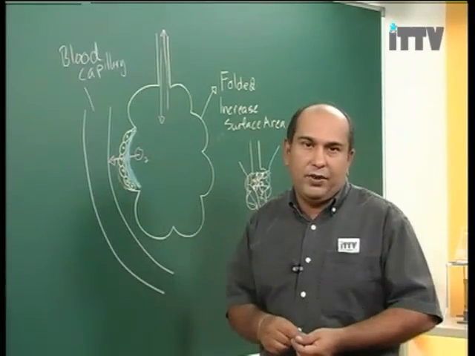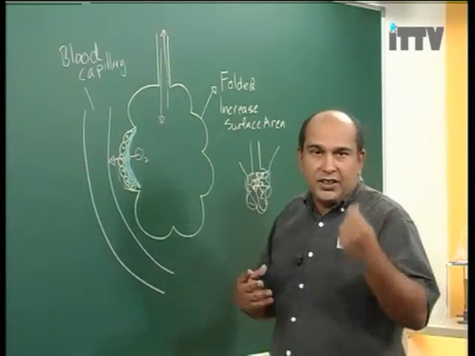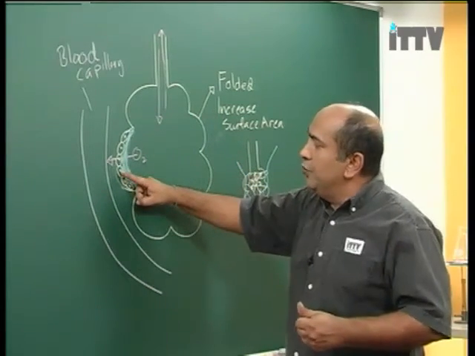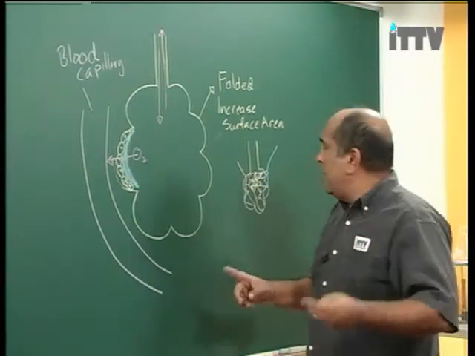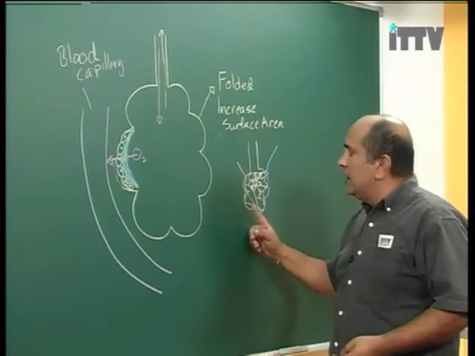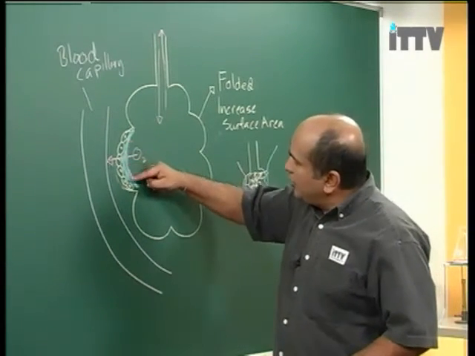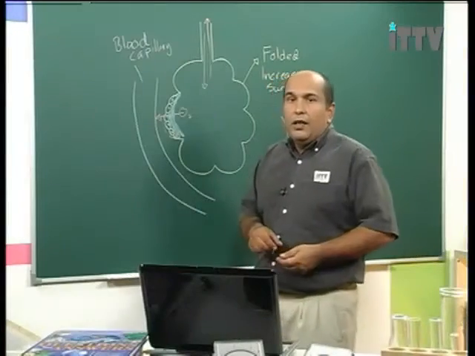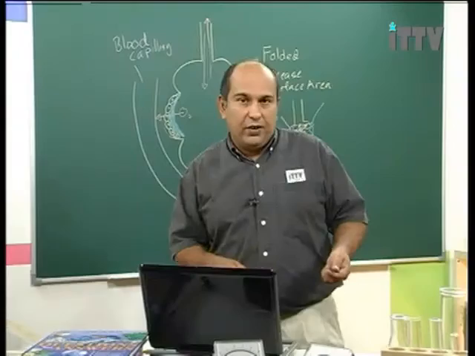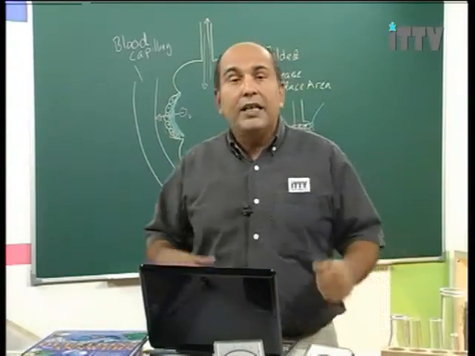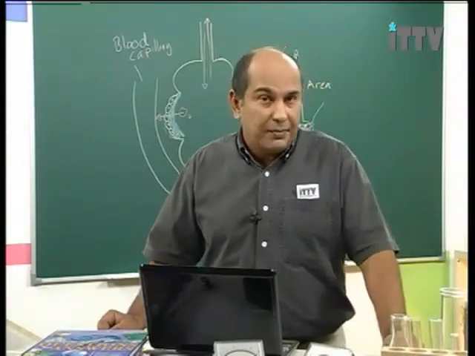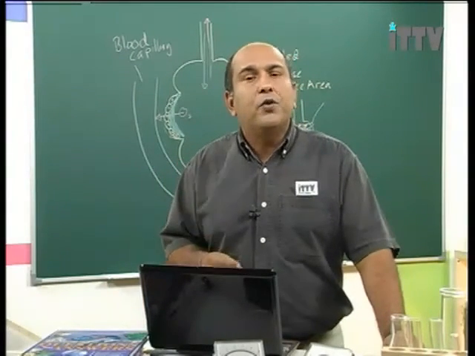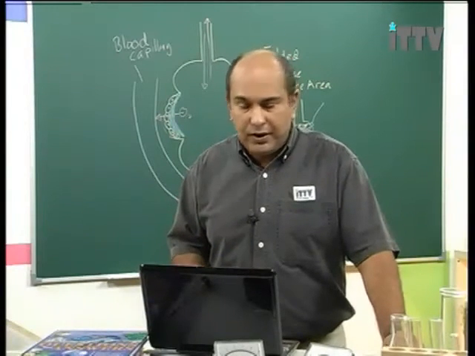So the 4 adaptations are: number 1, folds to increase the surface area; number 2, one cell thick; number 3, many blood capillaries; and number 4, moisture to speed up oxygen transport. Those are the 4 adaptations of the alveoli. You do need to know them. It is a very common question in the examinations. Now that we've had a look at the alveoli, let's try a few questions on the alveoli.